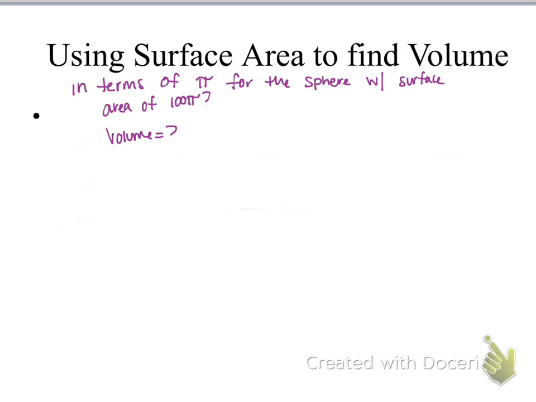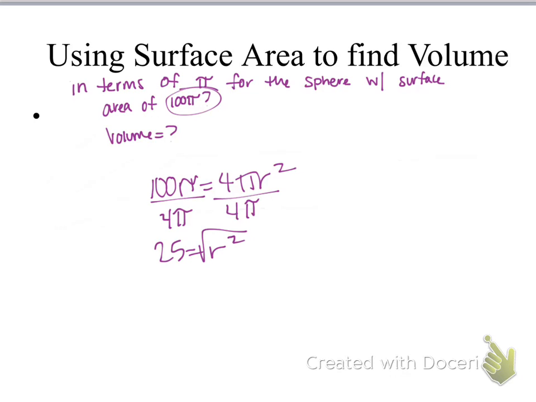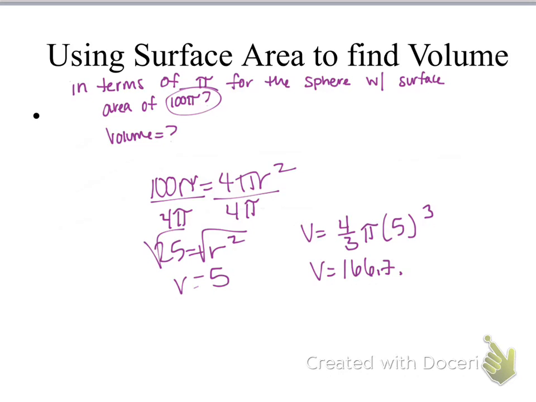Okay, my last one here, in terms of pi, I have the surface area of 100 pi and I want to get to volume. So if I have surface area being 100 pi, let's go ahead and set it equal to my surface area equation, that 4 pi r squared, because then I can get the radius to find volume. So you can always set it equal to the given equation. So I'm going to divide by 4 pi and get 25. Opposite of squaring is square rooting, so my radius is 5, and now I can plug it into my volume equation. So V equals 4/3 pi 5 cubed. So I get 166.7 pi units cubed.